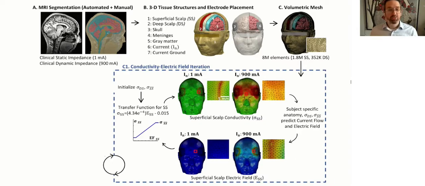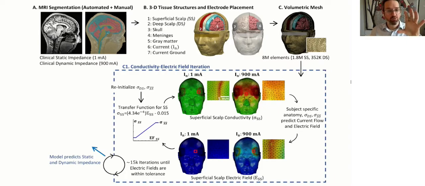While in the body we assume that this is done essentially instantly, computationally it requires thousands of iterations on a dedicated supercomputer before we converge to a solution, where we're saying, during either 1 milliamp static ECT or 900 milliamp dynamic ECT, this is what we've settled on. This is the resulting current flow pattern, and this is the resulting skin conductivities. That model also generates a prediction of that subject's static and dynamic impedance. So in the 1 milliamp case, what is the overall resistance of the head? And in the 900 milliamp case, what is the overall resistance of the head? The model generates that prediction.